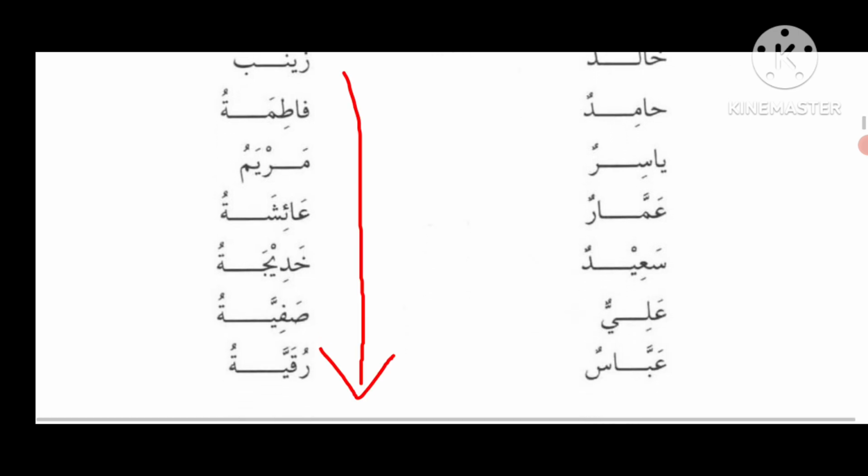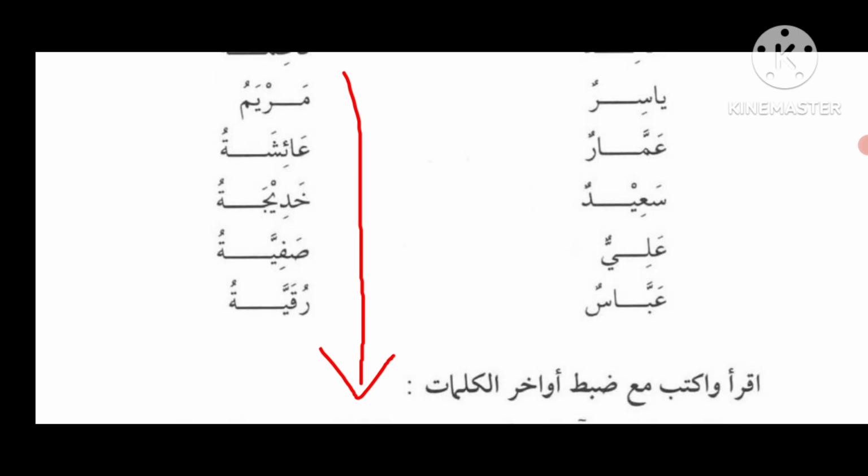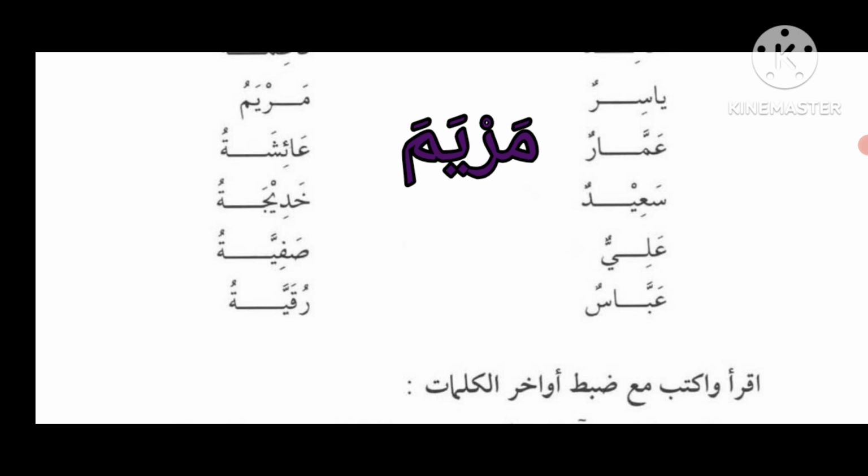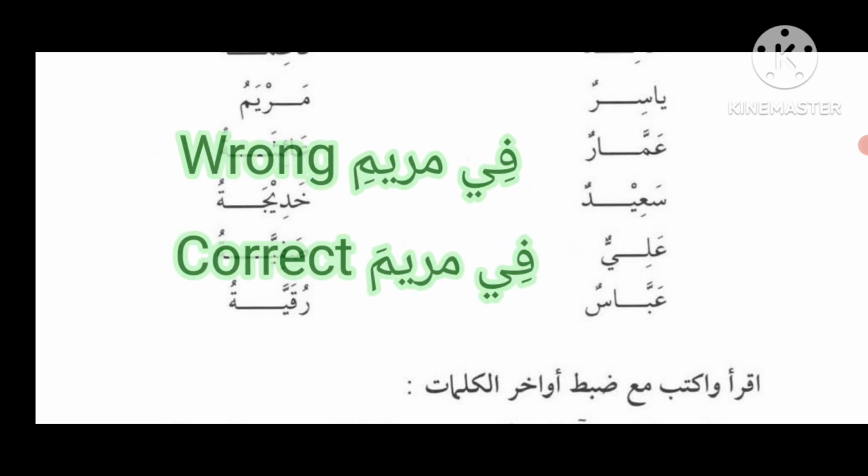But in the case of Aminatu, Zainabu, Fatimatu, Maryamu, Aishatu, Khadijatu, Safiyatu, Ruqayyatu, in the case of all these, they never take tenwin. We say Maryamu. We don't say Maryamun. When it is taking a fatha, we say Maryama. We don't say Maryaman. And when it is taking a kasra, like when preceded by fi or ala or any other preposition, instead of it taking a kasra, it still takes a fatha.